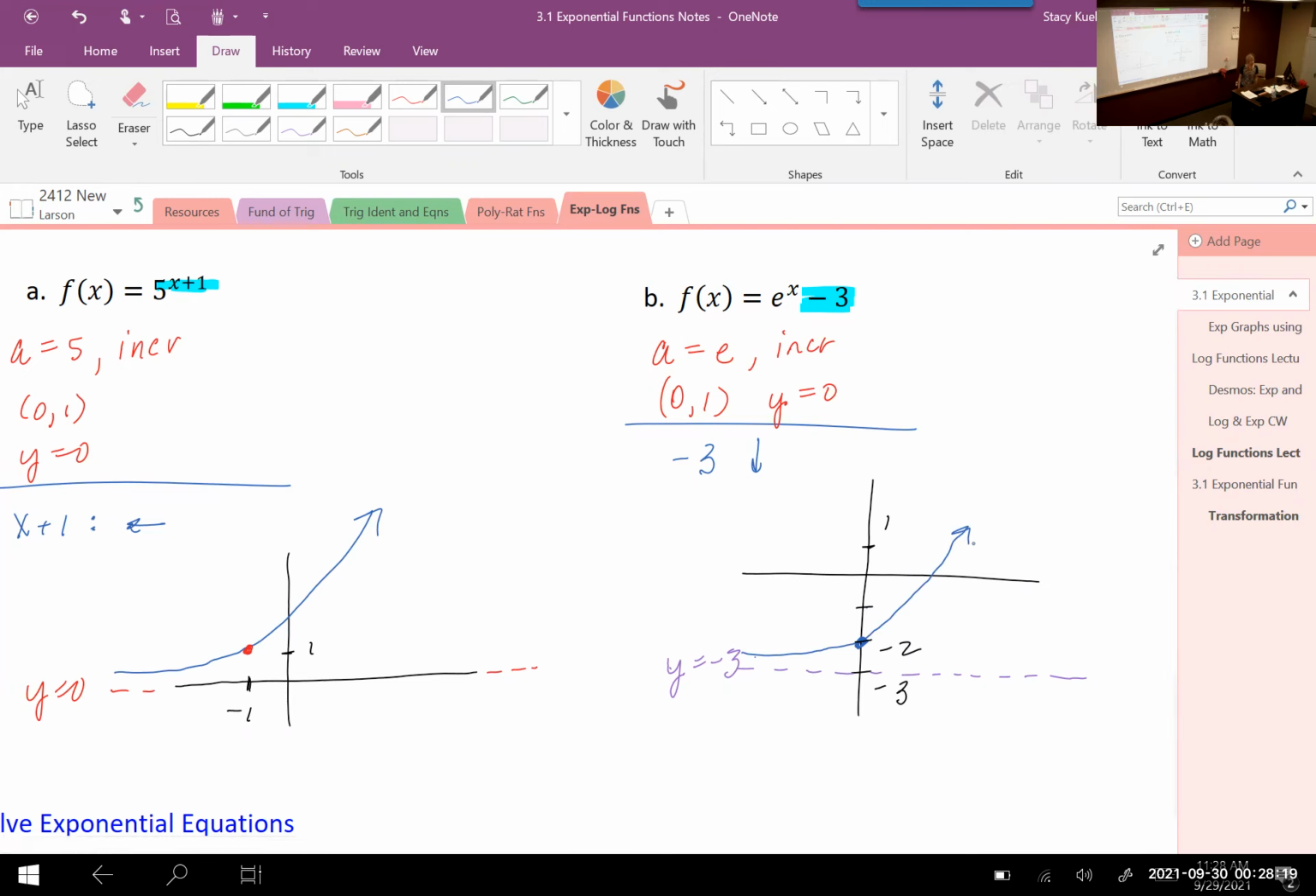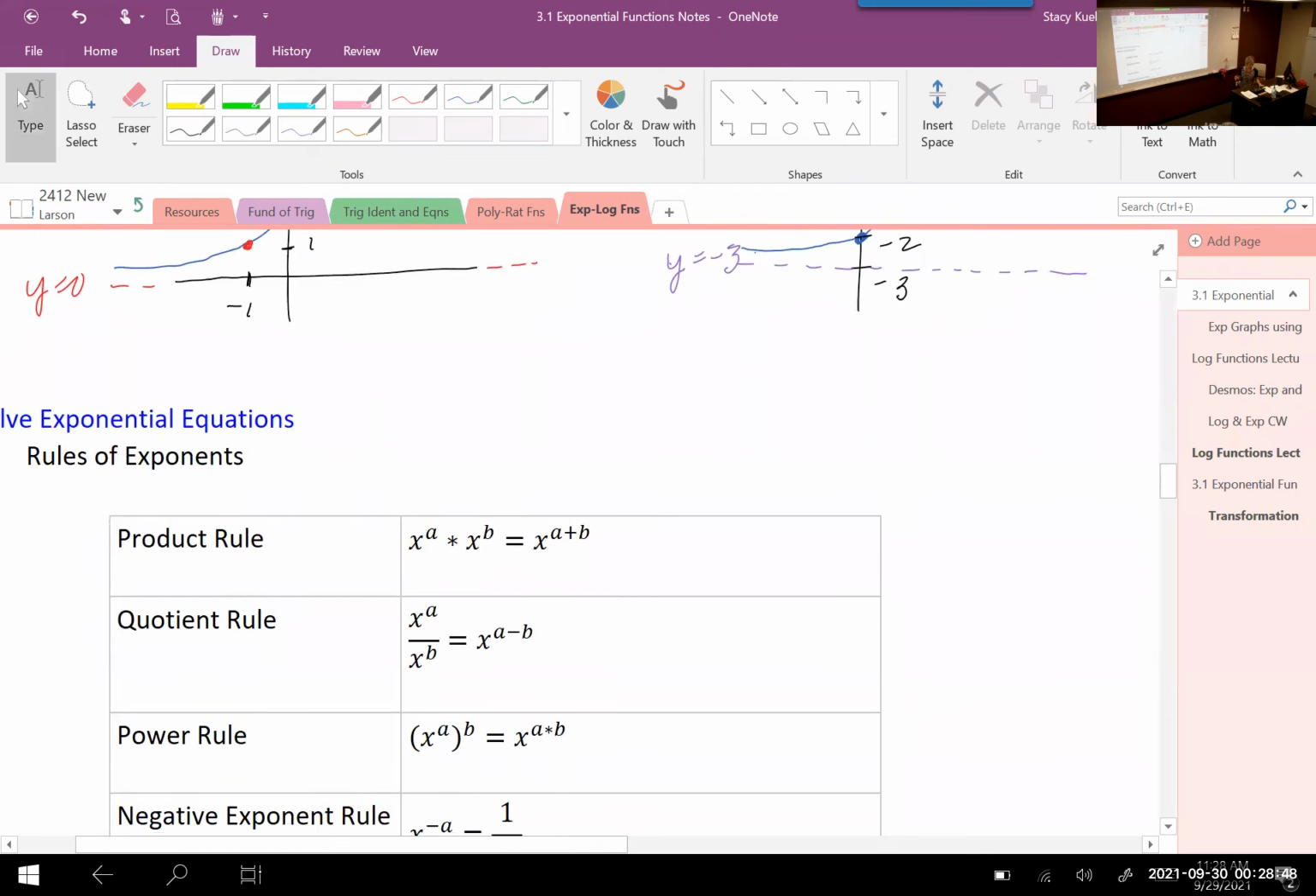No biggie. I know you can graph these in your calculator. I'm looking for the asymptote. It's easy to graph them using transformations, taking that one point, moving left, right, up, down, and so forth, okay? And then increasing versus decreasing. Okay, questions on that? Exponential graphing is pretty easy. We all remember how to do transformations, right?